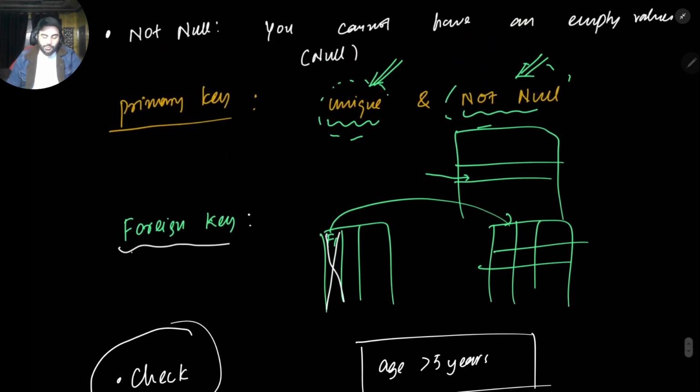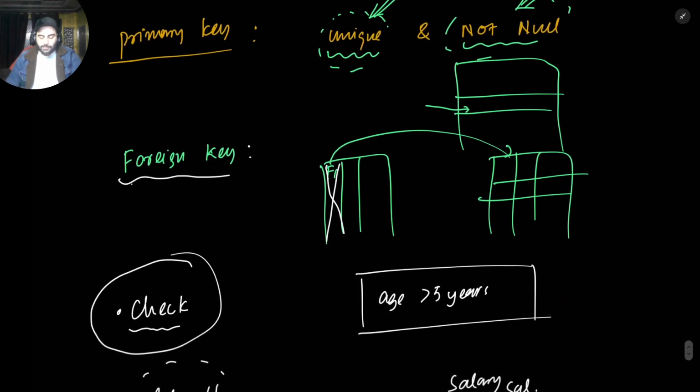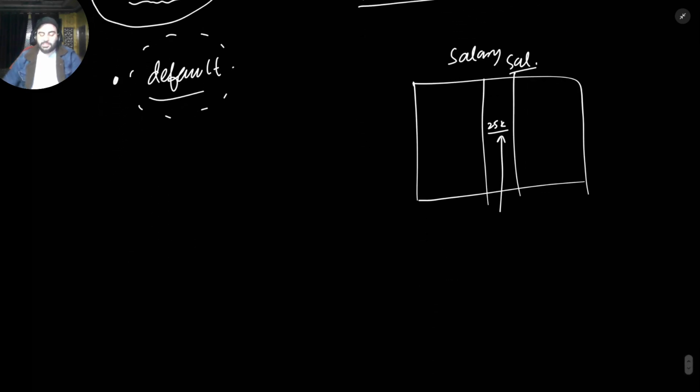So we saw different constraints: the unique constraint, not null constraint, primary key constraint, foreign key constraint, check constraint, and default constraint. Are these constraints clear? Yes, sir. Okay. We'll be going into the details of these constraints. We'll be making the tables and then adding data into these tables, so we'll go into all the details.